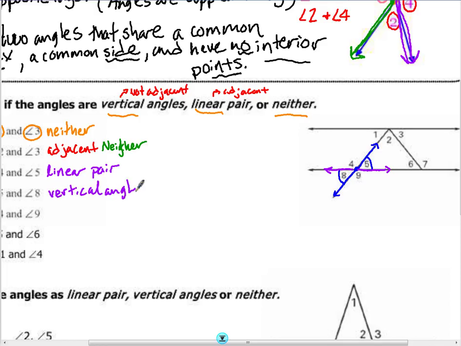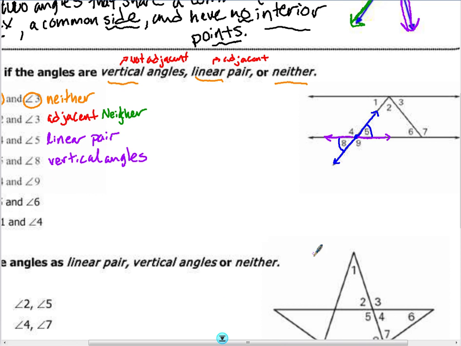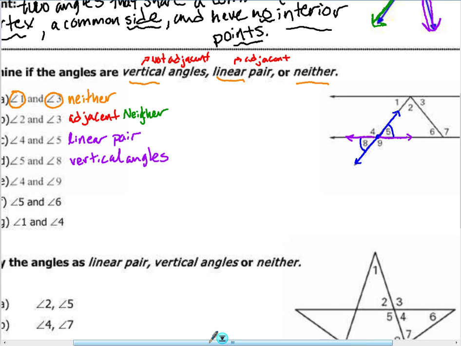Scrolling down here, let's look at 4 and 9. 4 is right here, 9 is right here. It looks like I'm going to be in that same situation I was in with 8 and 5. Here's a pair of opposite rays. Here's another pair of opposite rays. So therefore 4 and 9, since they're opposite, are going to be vertical angles as well.